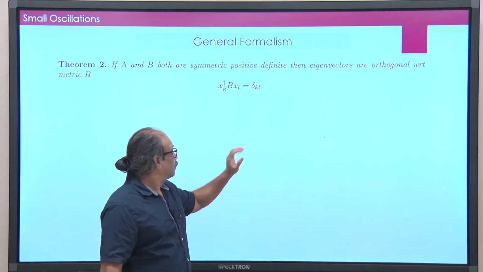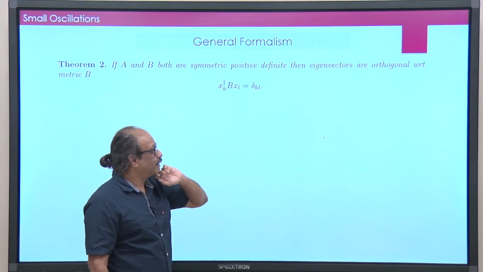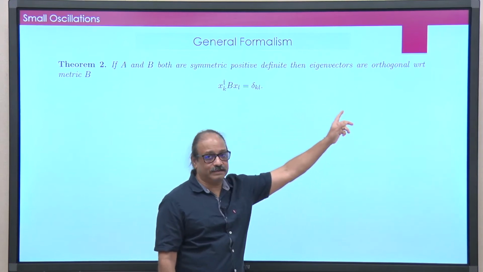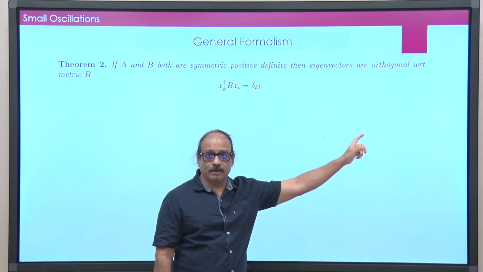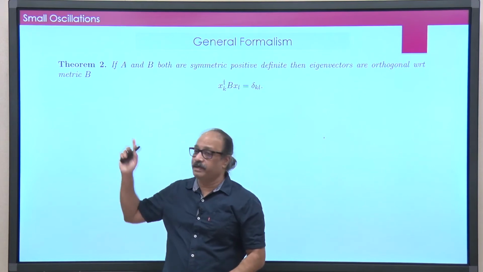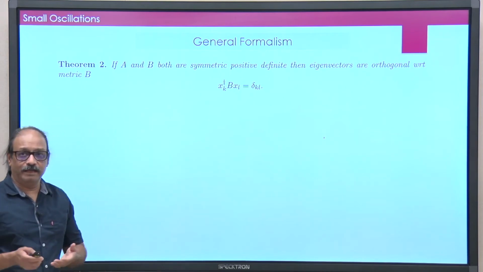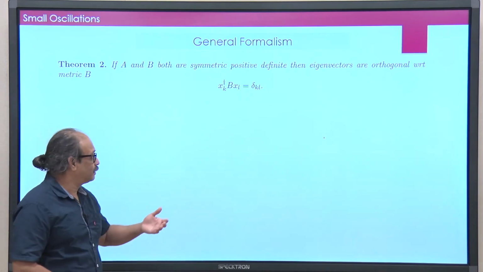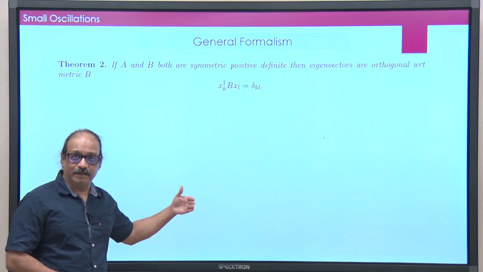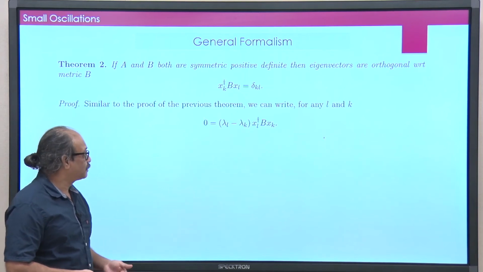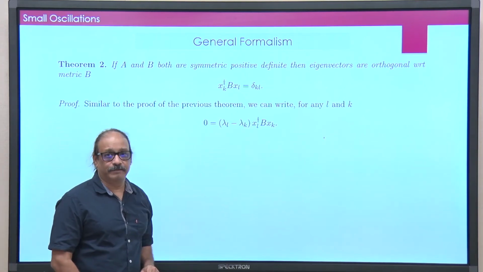Now, here I have the B matrix in between, and that is why the phrase that I am using is orthogonal with respect to the B metric. Okay. Fine. This is also very easy to see. I have already looked at part of the derivation in the last theorem. Do the same steps, come to this point.